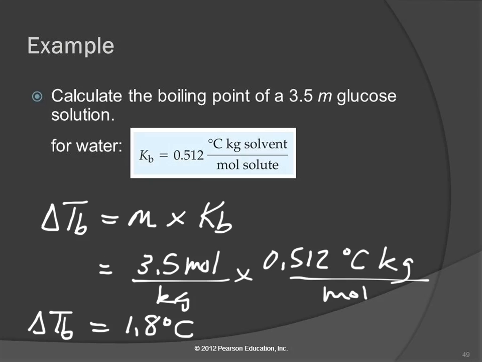That's the change. What's the normal boiling point of water? 100 degrees. So our new boiling point is the boiling point of the pure solvent. Are we going to add or subtract? We're going to add. The boiling point goes up, plus 1.8, so we get 101.8 degrees Celsius. You can also think about antifreeze. When you add antifreeze to your radiator, it makes the freezing point go down, makes the boiling point go up. You've got to remember which direction these things are going. Any questions?